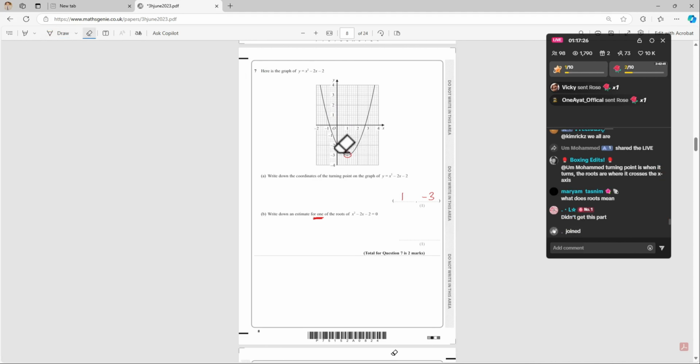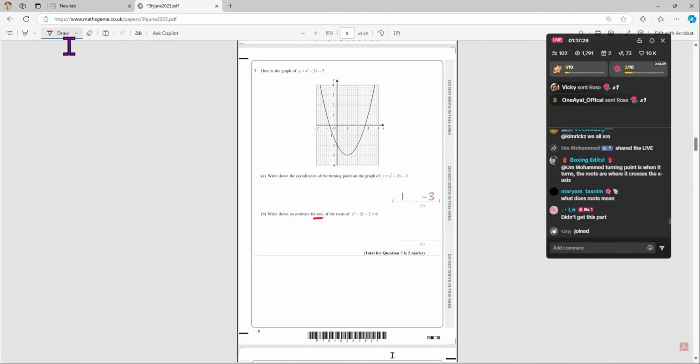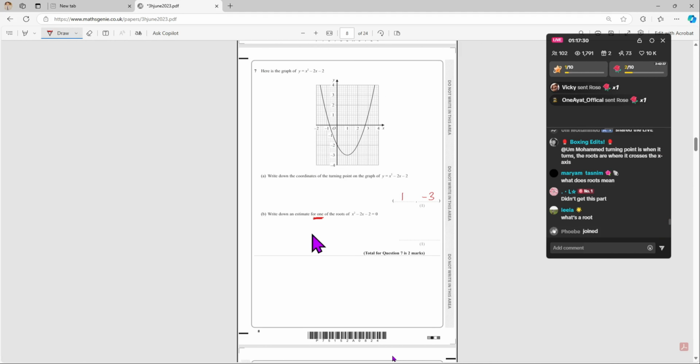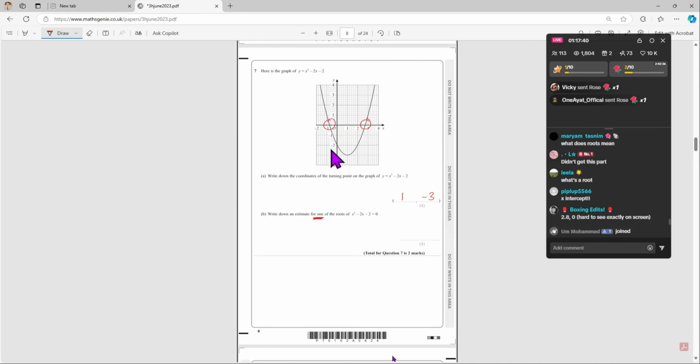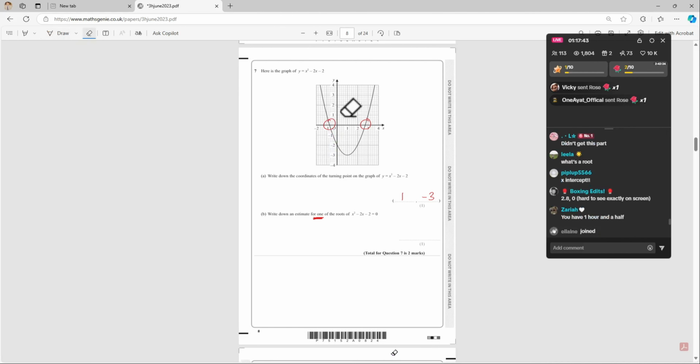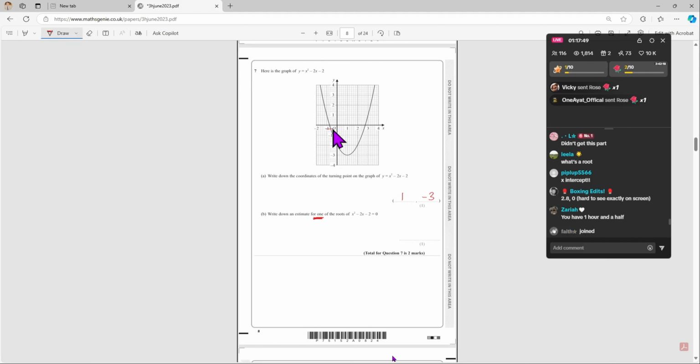So when it means the roots, now I want to tell you what roots mean. When it says give one of the roots, it just means the value when it crosses the x-axis, the x-intercept, okay? So when it crosses the x-axis. Basically, when it touches the x-axis, these are the 2 points.